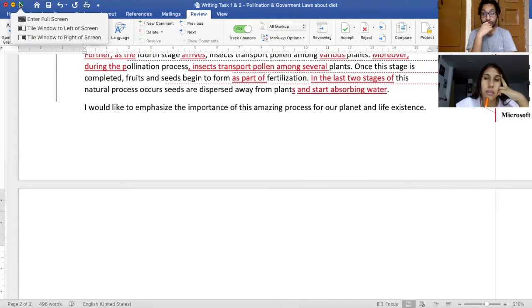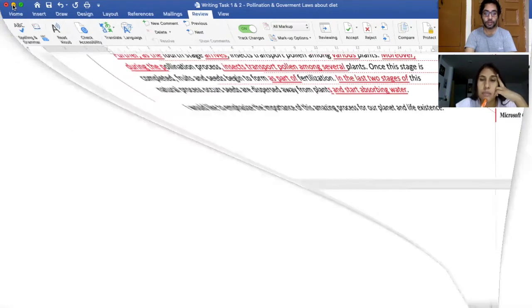Okay, what if I say ecosystem instead of planet? An important part of our ecosystem. That is okay. It's showing basically the life cycle of flowering plants. It's a very natural, majestic, beautiful phenomenon of our ecosystem. In this way, you can write. Okay. It's an amazing natural process.